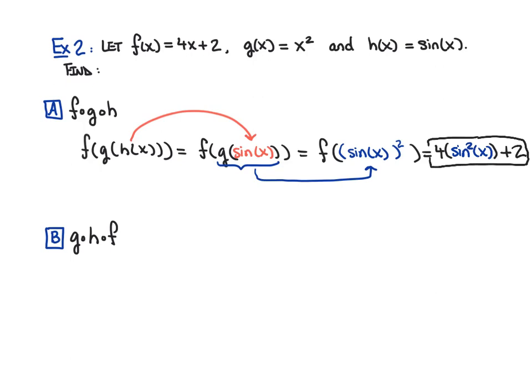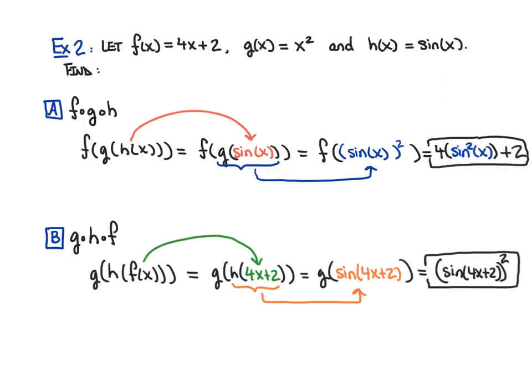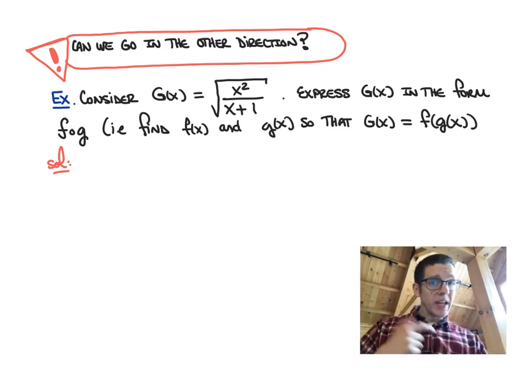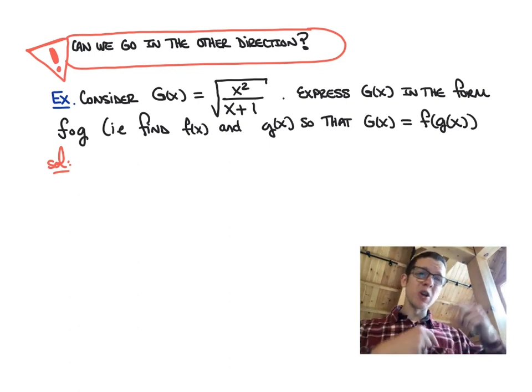If we do it in a different order, say g of h of f, it would look like this, g of h of f of x, and you do it the same way here. So you can see what I've done. I've replaced f of x with 4x plus 2. Then you evaluate the function h at 4x plus 2, so that's going to be sine of 4x plus 2. Then you evaluate the function g at sine 4x plus 2, so that's sine 4x plus 2 squared using the function g.